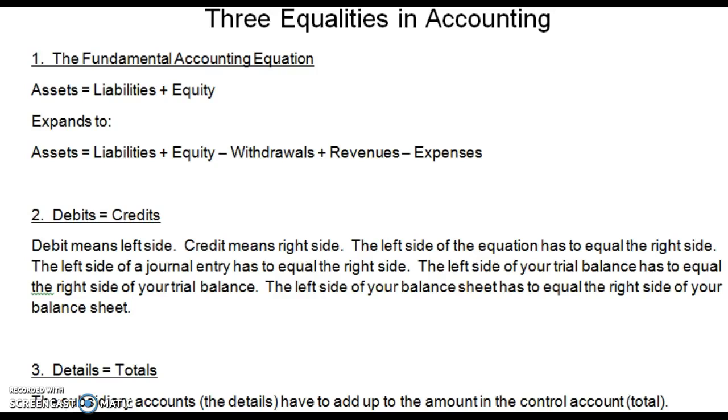Hi everybody, I'd like to talk to you about the basics of debits and credits, but before we get there, we need to talk about the three equalities in accounting because that's an important concept as we keep everything in balance. The first equality is the fundamental accounting equation. Assets equal liabilities plus equity.